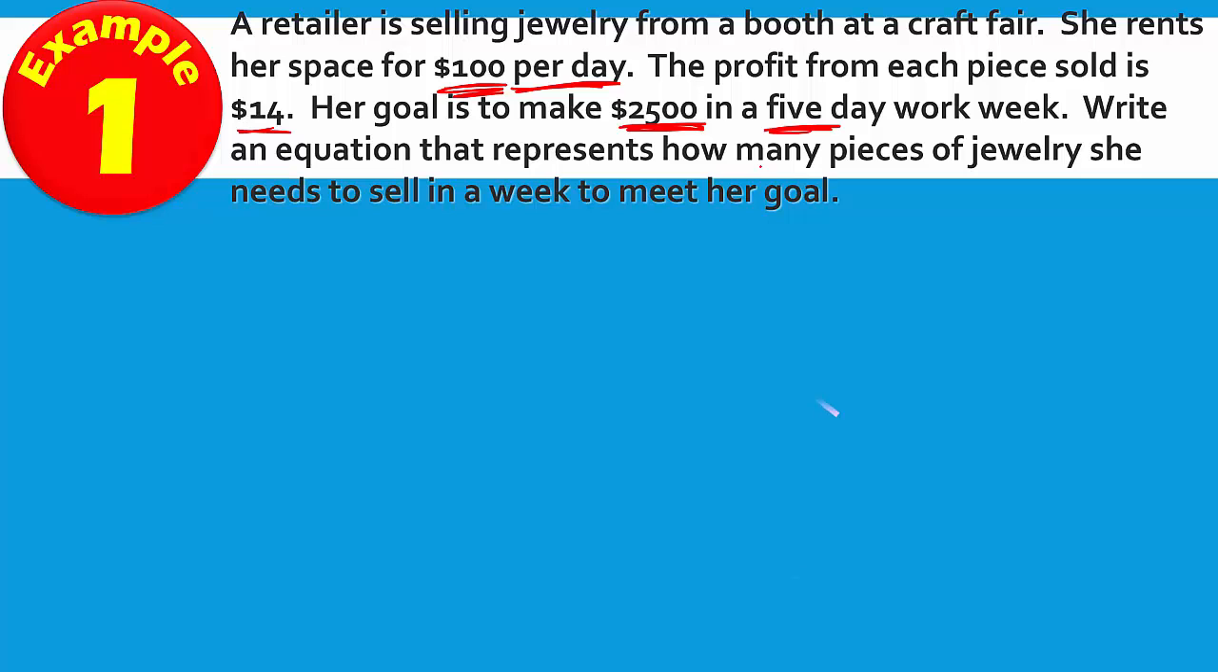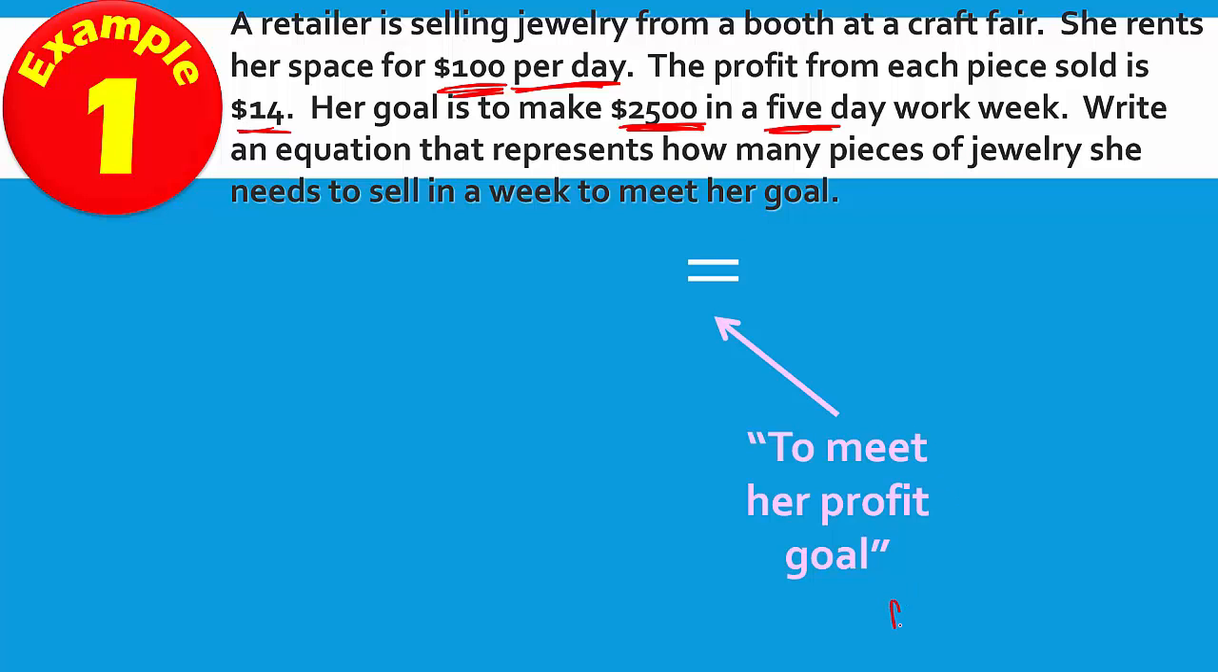So she wants to meet her goal, or equal. It's not that she wants to make at least or less than or anything like that. She wants to meet her goal, which tells us that that is equal. So write that little note to yourself: meet, in this scenario, is equals. I would put that in a little star note in your notes.